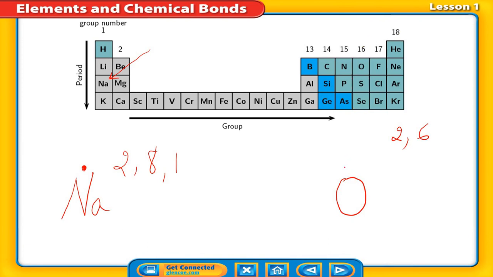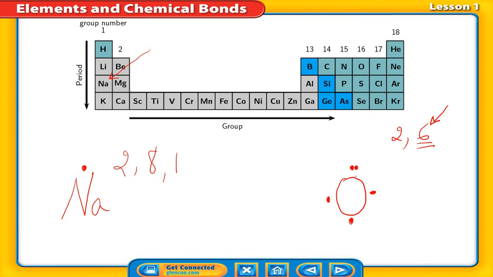So let's do the electron dot diagram. Don't forget, just put the dots, starting with the top. You need to look at this number. The last energy level is taking 6 for oxygen. So top, right, bottom, left. Now there are 4. I need to put 6. Where?